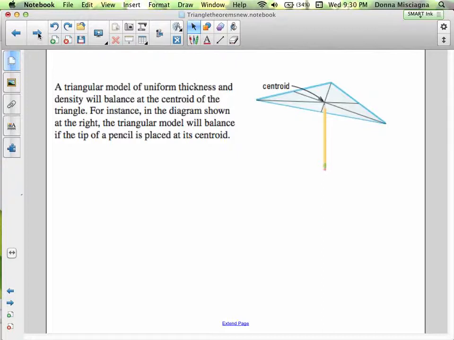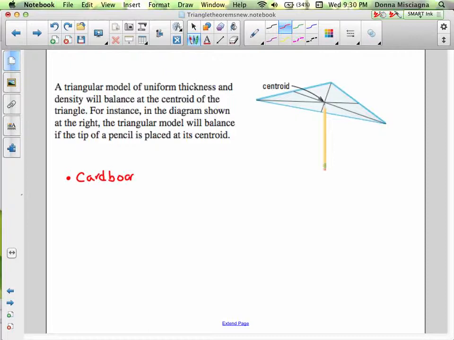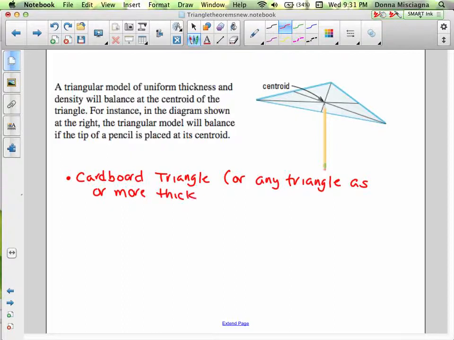And you can try that out yourself. If you find the centroid, and you can't just do this with a paper triangle, that's too flimsy. But say you had a cardboard triangle or something else that's as thick as that, or any triangle as thick or thicker than that, you can balance it on the tip of a pencil at the centroid.